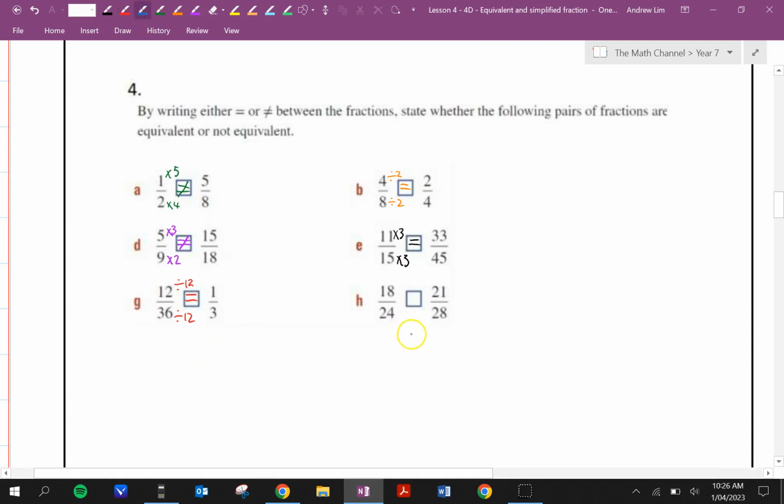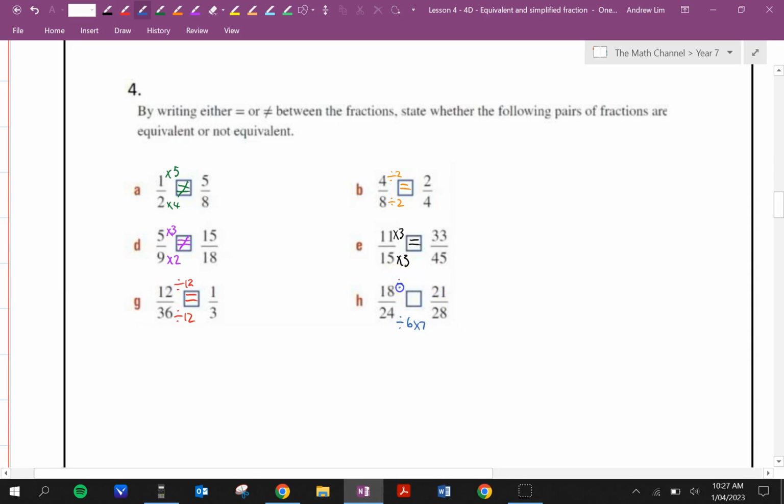Question H. Okay, so this one's different. How can I turn 24 into 28 and 18 into 21? Now we cannot use plus and minus. It always has to be times and divide. So if I were to divide this by 6, it will equal 4. And then times it by 7, it will give me 28.